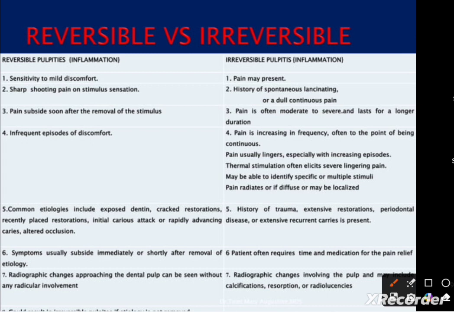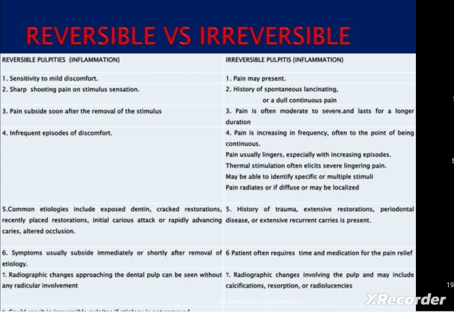So that means in reversible pulpitis, pain occurs when a stimulus is applied to the tooth. Now this stimulus can usually be either cold or sweet stimulus. So pain occurs when we apply stimulus, but when the stimulus is removed, the pain stops within 1 to 2 seconds. Whereas in case of irreversible pulpitis, the pain occurs spontaneously or it lingers minutes after the stimulus is removed.